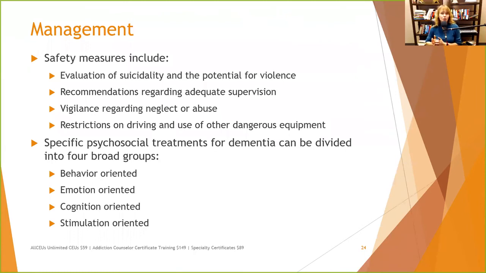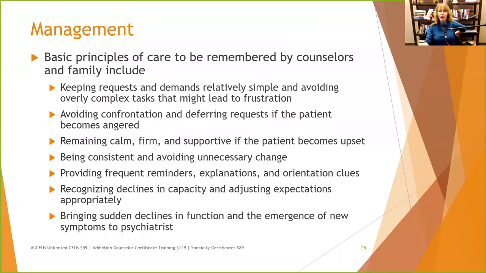Specific psychosocial treatments for dementia can be divided into four broad groups: behavior-oriented, emotion-oriented, cognition or thought-oriented, and stimulation-oriented. And we went over those. Basic principles of care that we need to remember and help the family remember: keep requests and demands relatively simple and avoid overly complex tasks that might lead to frustration. Avoid confronting, and defer requests if the patient becomes angered.